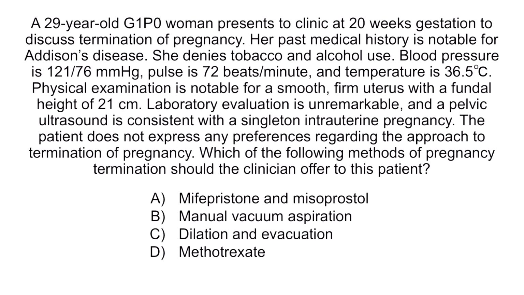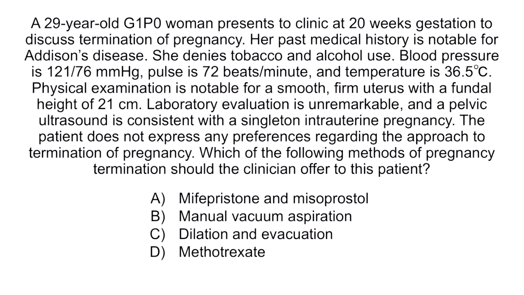A 29-year-old G1P0 woman presents to clinic at 20 weeks of gestation to discuss termination of pregnancy. Her past medical history is notable for Addison's disease. She denies tobacco and alcohol use. Blood pressure is 121/76, pulse is 72, and temperature is 36.5 degrees Celsius. Physical examination is notable for a smooth, firm uterus with a fundal height of 21 centimeters. Laboratory evaluation is unremarkable, and a pelvic ultrasound is consistent with a singleton uterine pregnancy. The patient does not express any preferences regarding the approach to termination of pregnancy. Which of the following methods of pregnancy termination should the clinician offer to this patient?